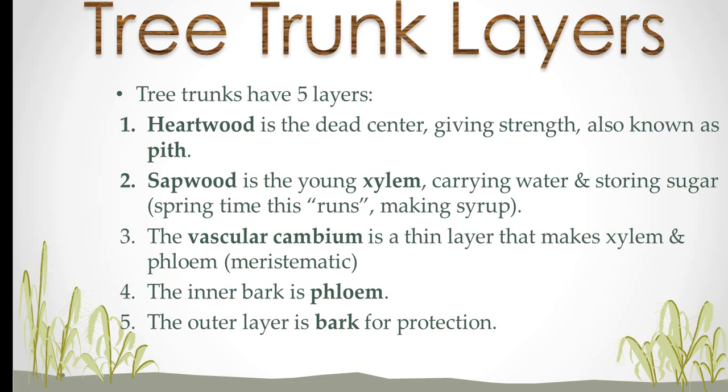The vascular cambium comes next. It's a thin layer. It makes xylem and phloem. So remember those meristematic cells in there? They're going to decide, are they going to become xylem or are they going to become phloem? The inner bark, right inside the inner bark, is the phloem, and the outer layer is the bark. And the bark gets created, kind of added on there, and as it starts to stretch, it cracks. Just like if you think about an insect who cracks out of its exoskeleton, that's cracking, and that's why the trunk of a tree has those cracks in it.